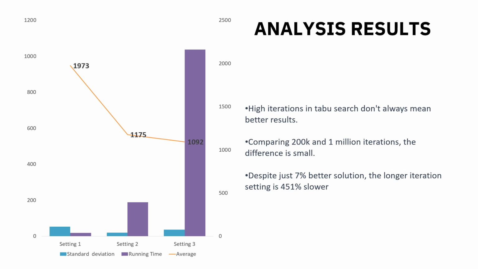Despite being just 7% better in solution, the longer iteration setting is 451% slower. The running time is definitely higher from 200,000 to 1 million, 451% slower than setting number 2. But when you compare the yield, the outcome we achieve from these two different settings, it is just able to improve the result by 7%. So in taboo search, even though higher iterations can contribute, we need to be very careful in setting an extreme number of iterations, because at some level it might not be relevant anymore, where the results can plateau.